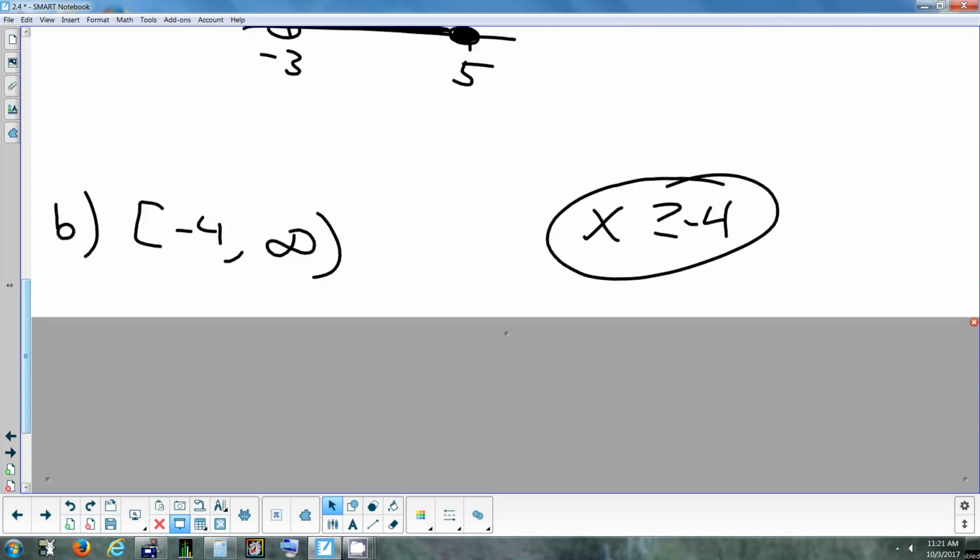Any question on that one? So what kind of interval is that? Bounded or unbounded? Unbounded, it goes on forever. Is it an open, closed, or half-open interval? Yep, it's half open. This one's half open on the right.